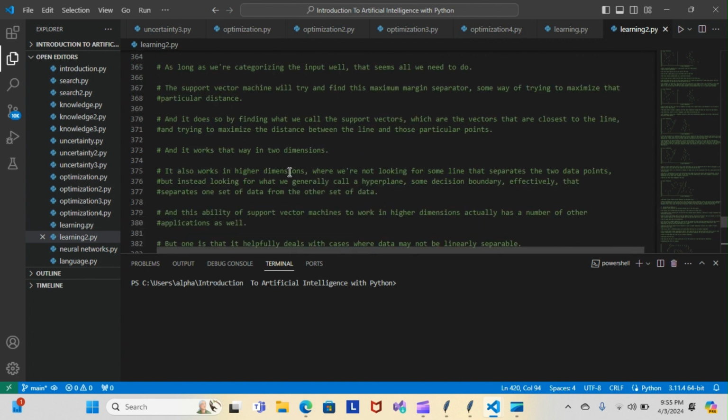Now, it also works in higher dimensions, where we're not looking for some line that separates the 2 data points, but instead looking for what we generally call a hyperplane, some decision boundary, effectively, that separates one set of data from the other set of data. And this ability of support vector machines to work in higher dimensions actually has a number of applications as well. But one is that it helpfully deals with cases where data may not be linearly separable.